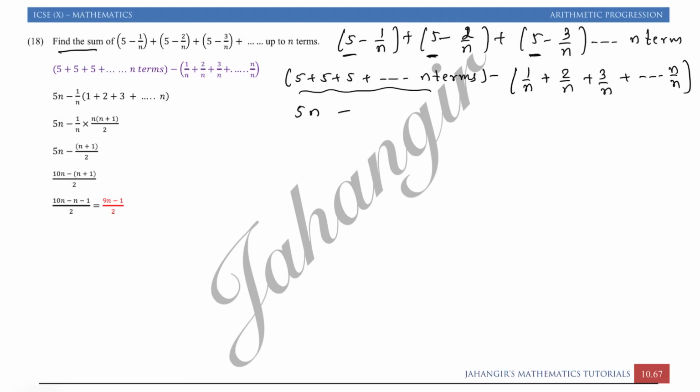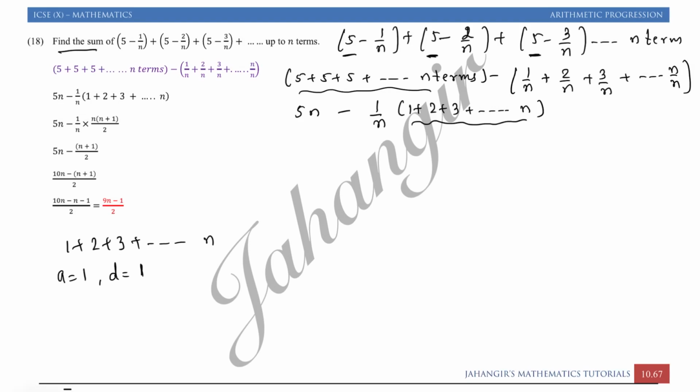In the same way, in the last bracket, you can take out 1 by n common. You will get 1 plus 2 plus 3 plus dot dot dot up to n terms. Okay, so this is my AP. 1 plus 2 plus 3 plus up to n terms, we have to add. So what will we say? We will say first term is 1. Common difference is 2 minus 1, that is 1.